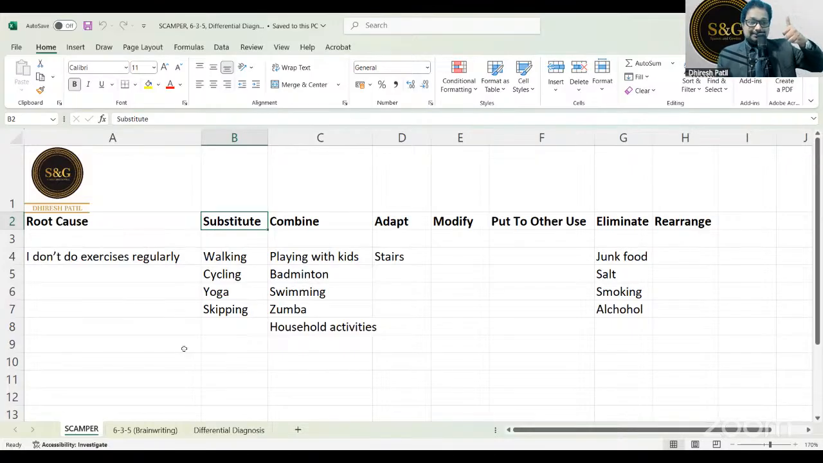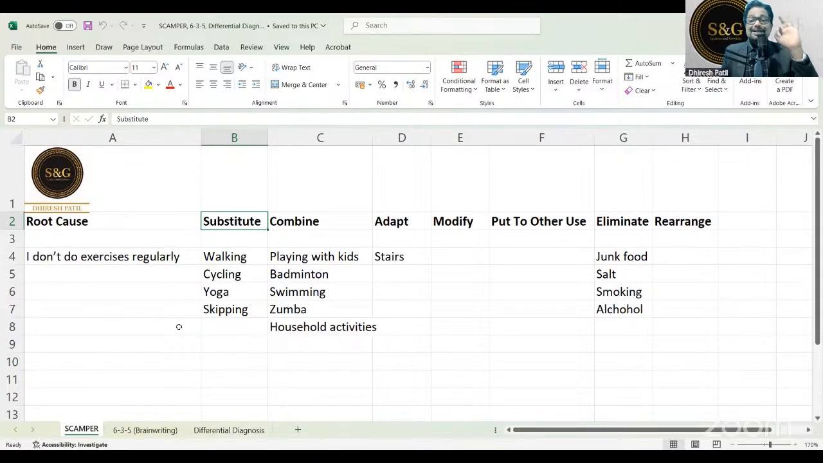So that's where the team came out with, if you're not exercising, at least you can walk. If you're not exercising, at least you can do some cycling. Maybe yoga and pranayama. If you're not doing physical exercise, cardio or chest exercises, thigh exercises, and muscle exercises, you can at least do yoga. At least you can do skipping. Apart from that, what can be a substitute for exercise? Type in the chat box. I've just given you examples.